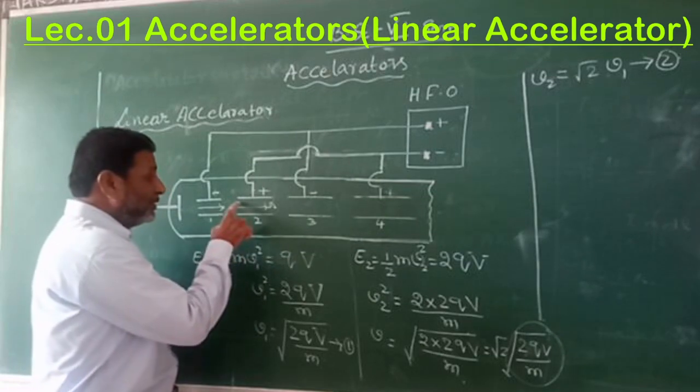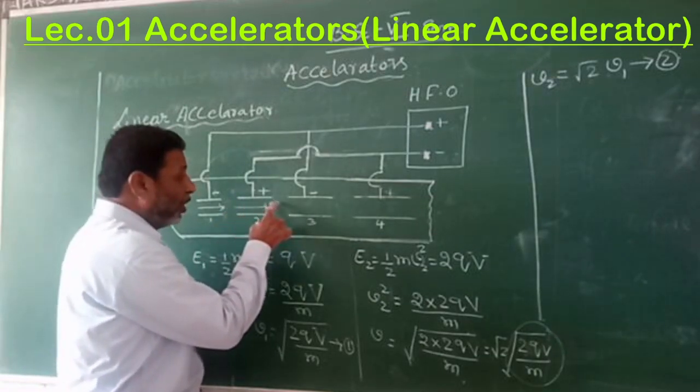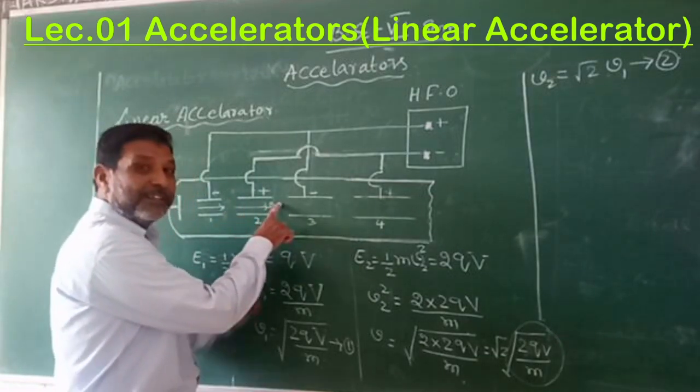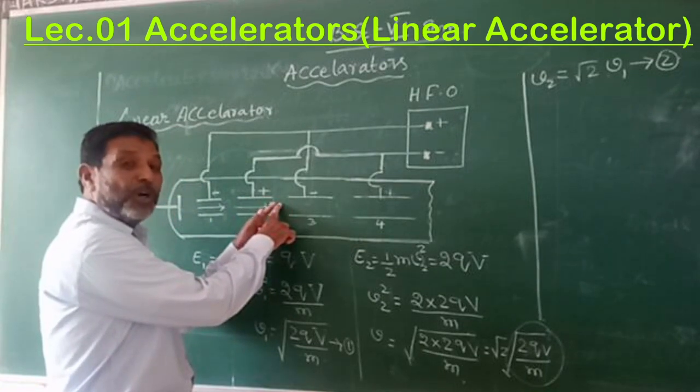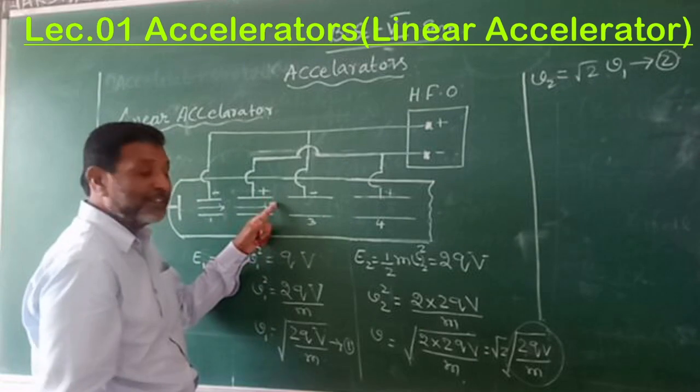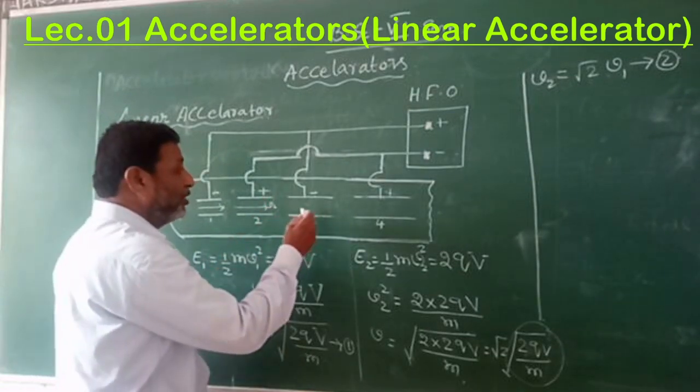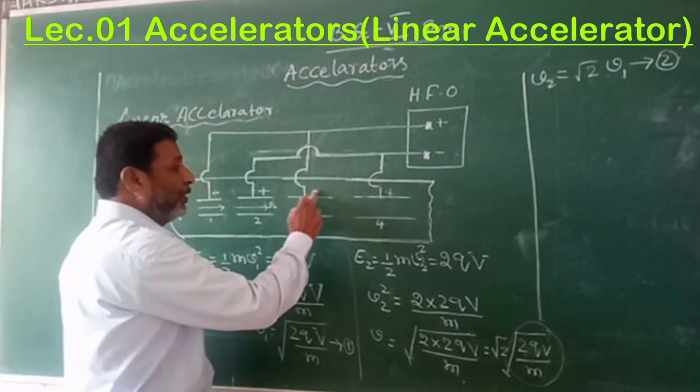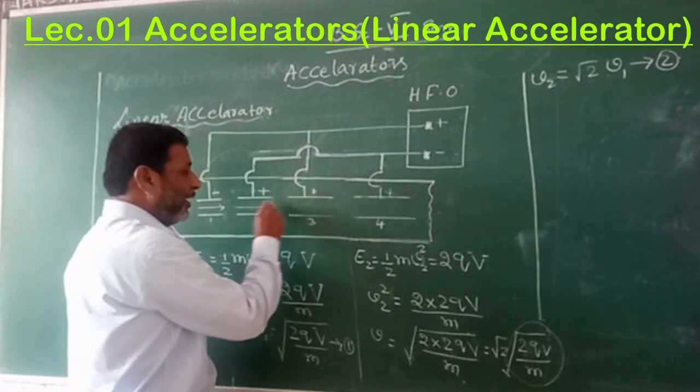Again, just as the electron comes out from the second cylinder, the time is the same, equal to half of the period. Again, the polarities will be reversed. Earlier it was negative, now it becomes positive. The electron has come out.